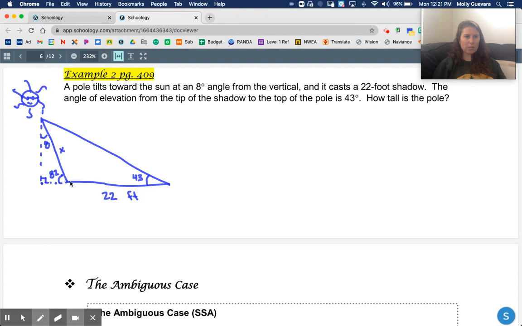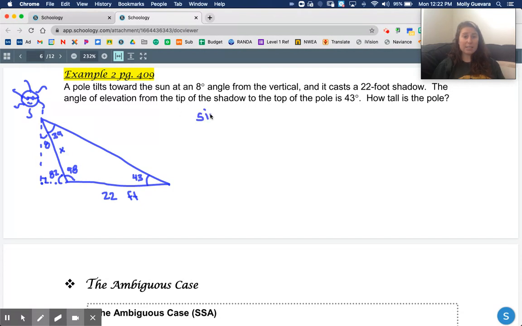Now 82 and this angle make a straight line. So I subtract it from 180 and I get 98. So that's 98, which means that this is 43, 98. This is 39 degrees. Okay. So now, do I know an angle and a side across from the angle? Yeah, well, the only side I know is 22 feet, and the angle across from that is 39. So I can use law of sines now.